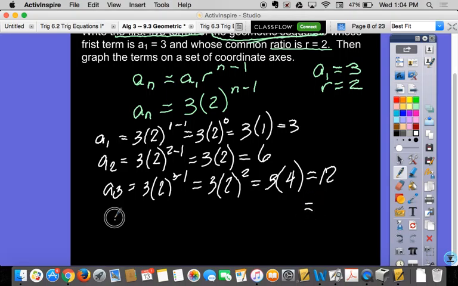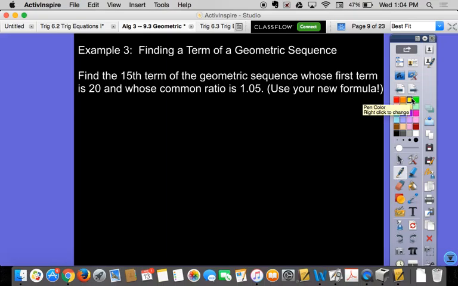Whether you filled in the rest of the information or not, you can go through here. 12 times 2 is 24. 24 times 2 is 48. So you could complete your sequence with what it requested, whether or not you put the rest of the information in. Okay.